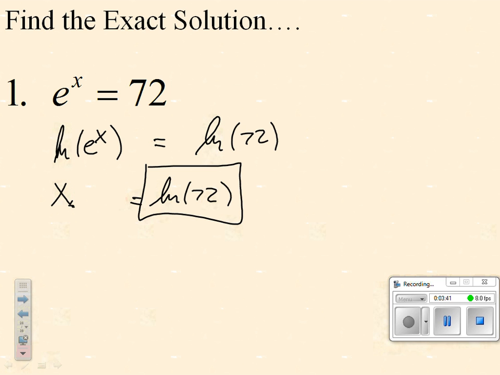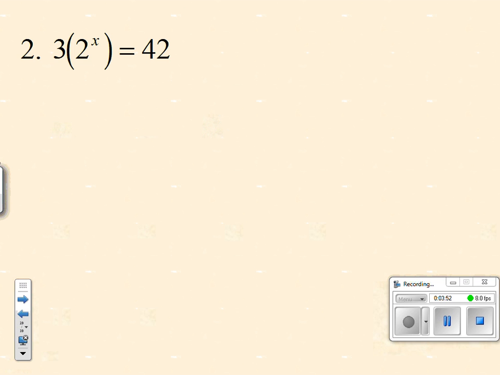That's 1. I don't need it. You're trying to solve for a variable, and that variable is the exponent. You're going to need a logarithm. What's the first thing to do here? Divide by 3. That leaves me with 2 to the x is equal to 14. Now what?